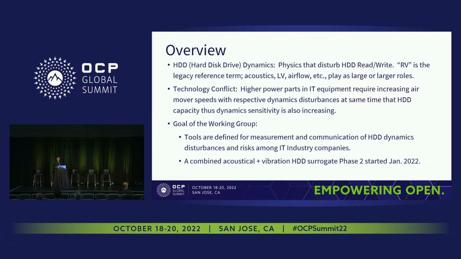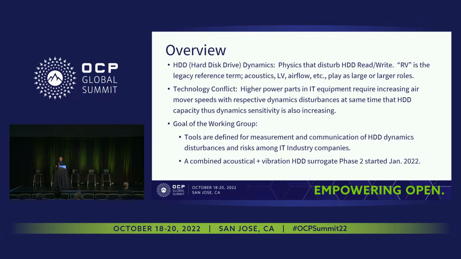The disturbance and the dynamics in the chassis are increasing, while the hard drives are getting more and more sensitive to these disturbances. The disturbances are increasing because the more powerful IT machines need higher cooling, and for air-cooled machines, that means faster fans. For the hard drives, as you know, the capacities are increasing, and we're compacting more tracks in the disks, more disks in the drives, meaning thinner disks, narrower tracks, and getting more and more sensitive to the dynamics.